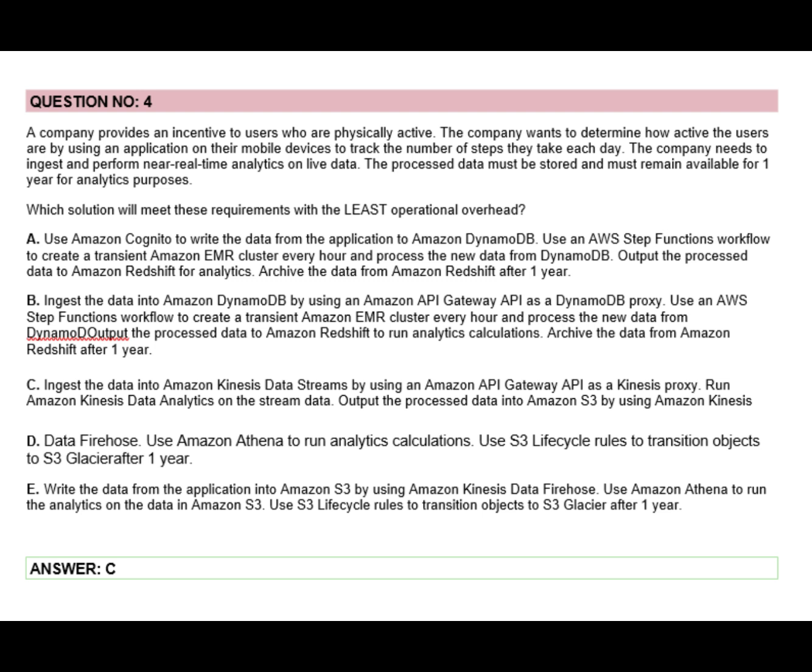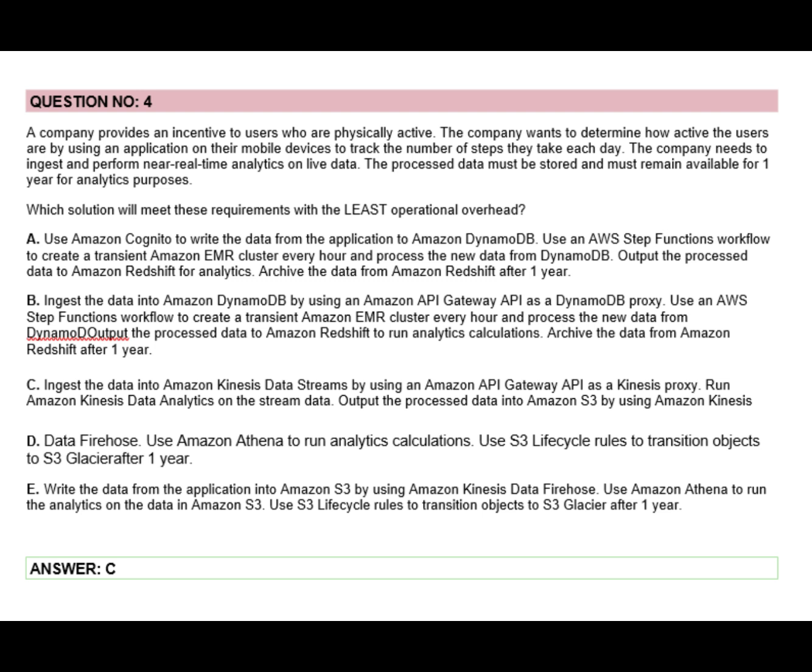B. Ingest the data into Amazon DynamoDB by using an Amazon API Gateway API as a DynamoDB proxy. Use an AWS Step Functions workflow to create a transient Amazon EMR cluster every hour and process the new data from DynamoDB. Output the processed data to Amazon Redshift to run analytics calculations. Archive the data from Amazon Redshift after 1 year.